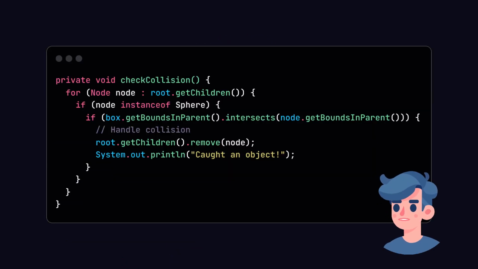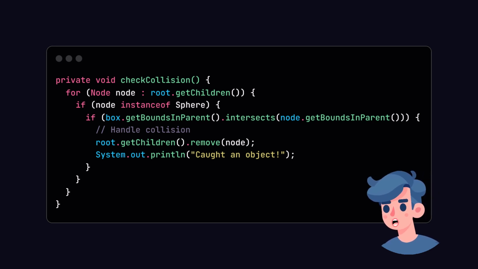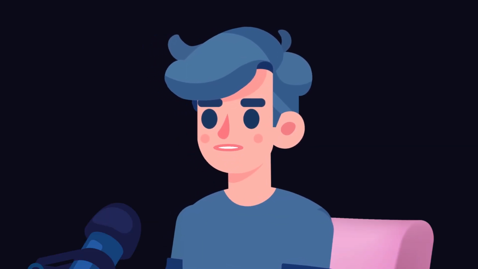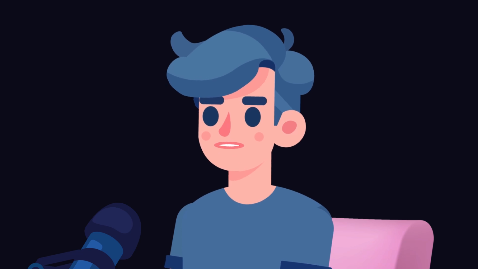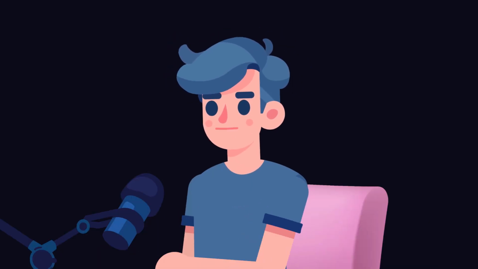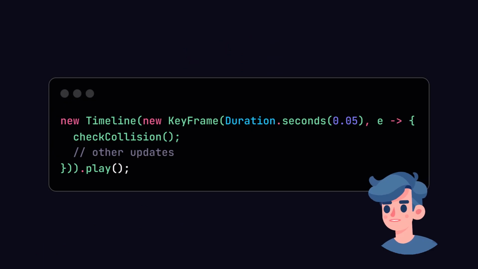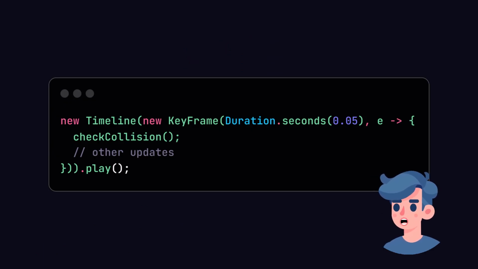Now, we want to implement collision detection between the box and falling objects. We need to check if the coordinates of our box match with the falling sphere's coordinates. Here, we check each child in the root and look for collisions with spheres that represent falling objects. If a collision is detected, we can process it as catching the object. We can call this checkCollision method on every update of the application. Let's add it to the part of the code where we update the state.